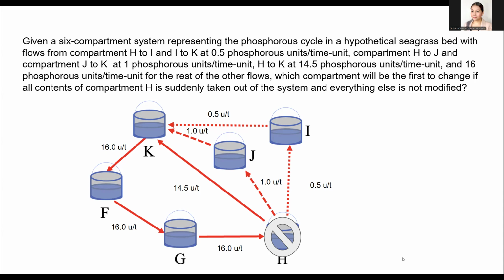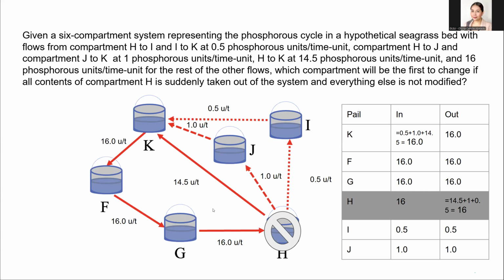If you look at the flow of nutrients from G to now I, J, and K, G was receiving 16 from F, and it's capable of giving 16 out. So it's now just a matter of the tube distributing the 16 to I, J, and K. Since I needs 0.5, J needs 1, and K needs 14.5, and that is all equivalent to 16, G is capable of supplying the needs of I, J, and K. Because of that, there would be no immediate changes, because G can supply everything that is needed by I, J, and K, even if H wasn't in the picture.